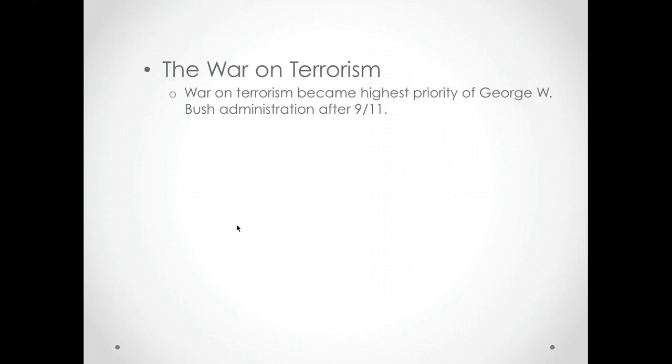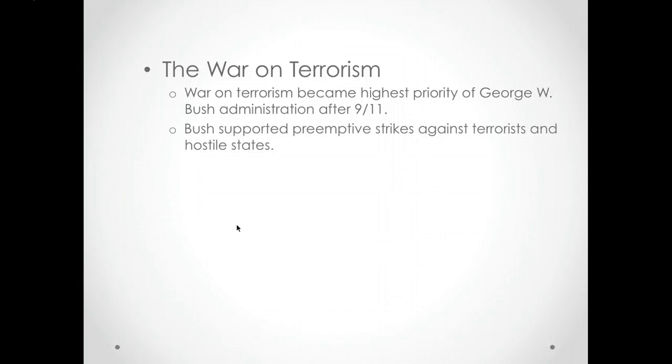2001 brings on the war on terror. It becomes the highest policy and priority of George W. Bush, and we spend almost 7 years of the Bush administration focused on the idea of terror. During that time, Bush pursues what he calls the Bush Doctrine. The Bush Doctrine is just another way of saying preemptive strikes.